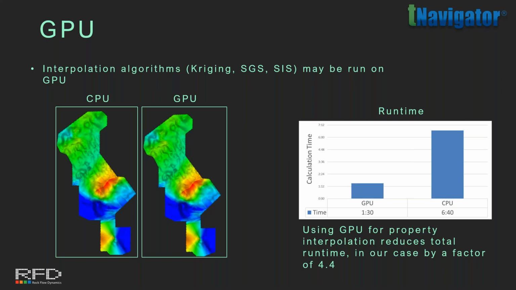Now this is a ballpark figure, and it will depend on what you're running, your type of property interpolation, the amount of properties you're modeling, and so on and so forth. But this really does emphasize and hit home how quick GPU can actually make your static uncertainty, your modeling process.